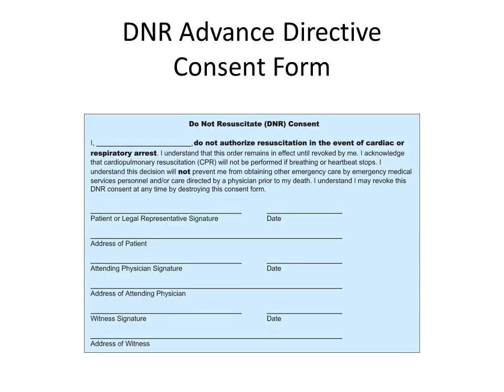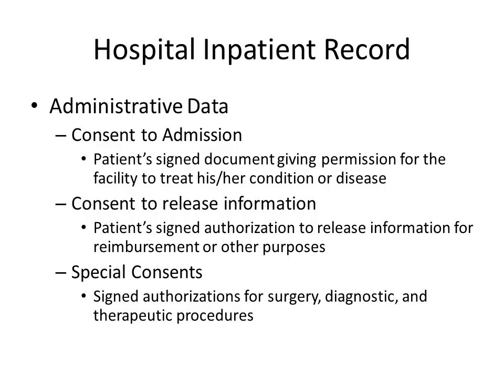Now, the next slide is just an example of what a DNR looks like, and as you can see, it has all of the pertinent information. Of course, the very first sentence says, I, and you put the patient's name in that blank, DNR, do not authorize resuscitation in the event of cardiac and respiratory arrest. And basically that means if I stop breathing, do not resuscitate me.